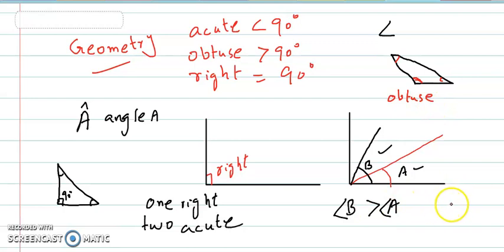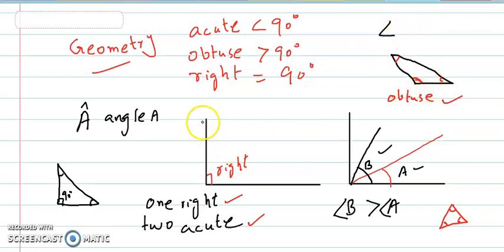But in some cases, in this triangle, there are three angles and all three are less than 90 degrees. So I will say all three angles can be acute. But we cannot have more than one right angle and we cannot have more than one obtuse angle. There can be more acute angles in the triangle. All three can be acute or two can be acute. But right will be only one, maximum one, and obtuse can also be only one in a triangle.